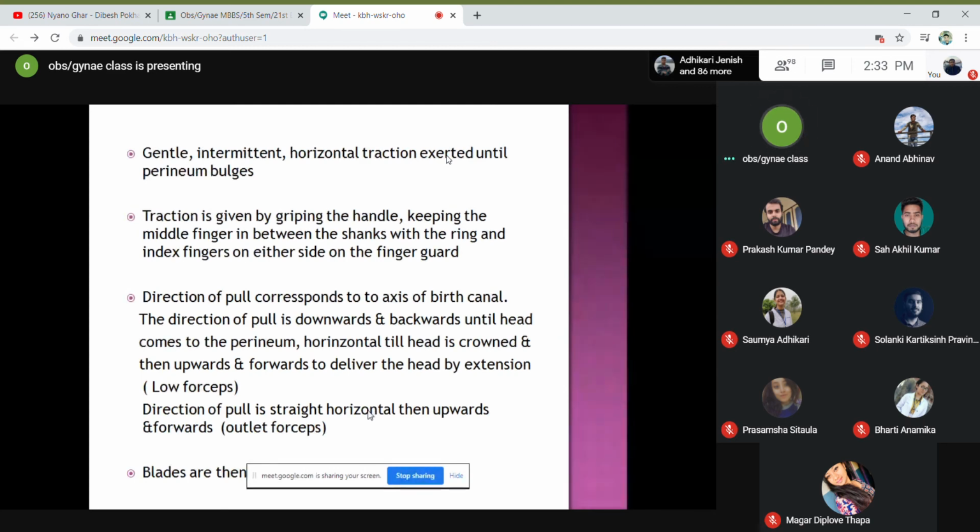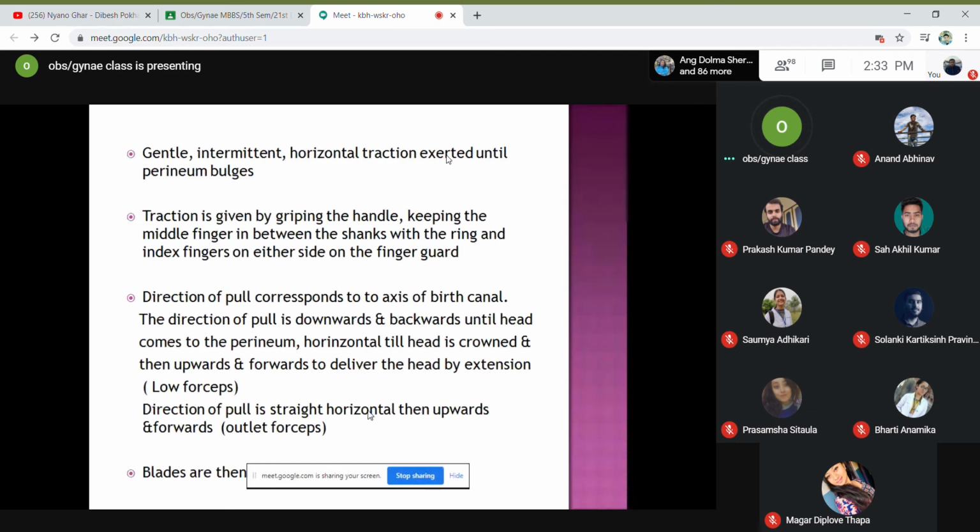First of all, there is flexion followed by extension. Similarly, we have to pull the forceps the same way. If it is the outlet forceps, then you don't have to pull it downward and backward because the head is already at the perineum. So the direction of the pull is horizontal. You have to pull it straight and then upward and outward. That is for the outlet forceps.